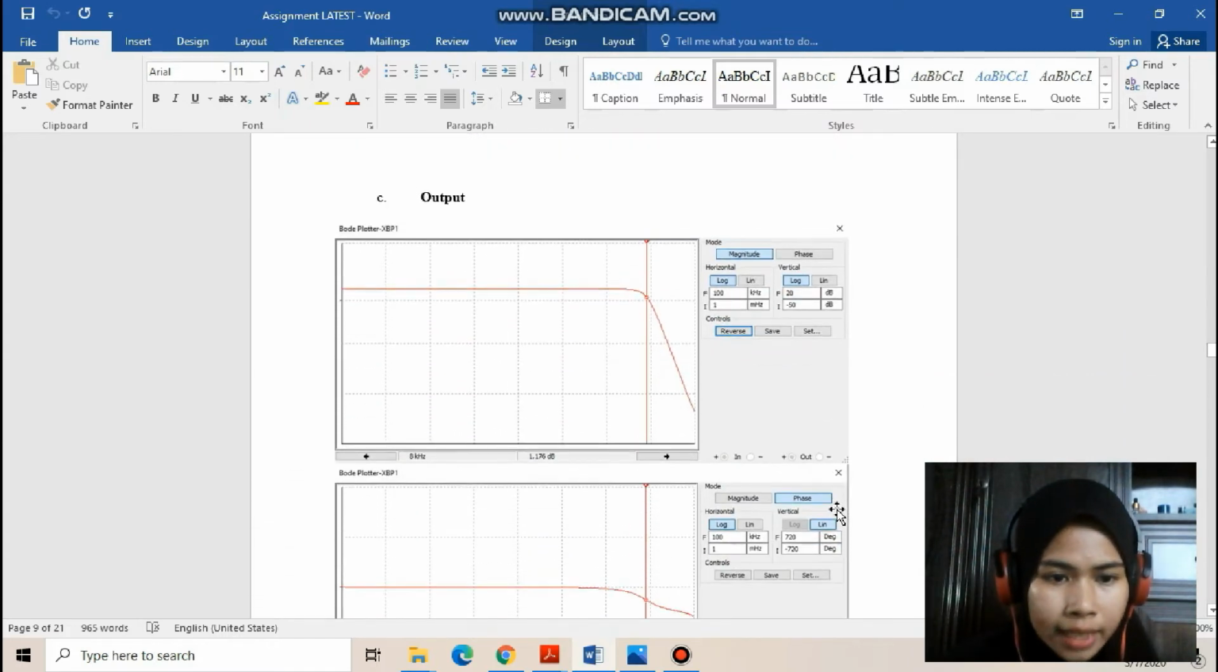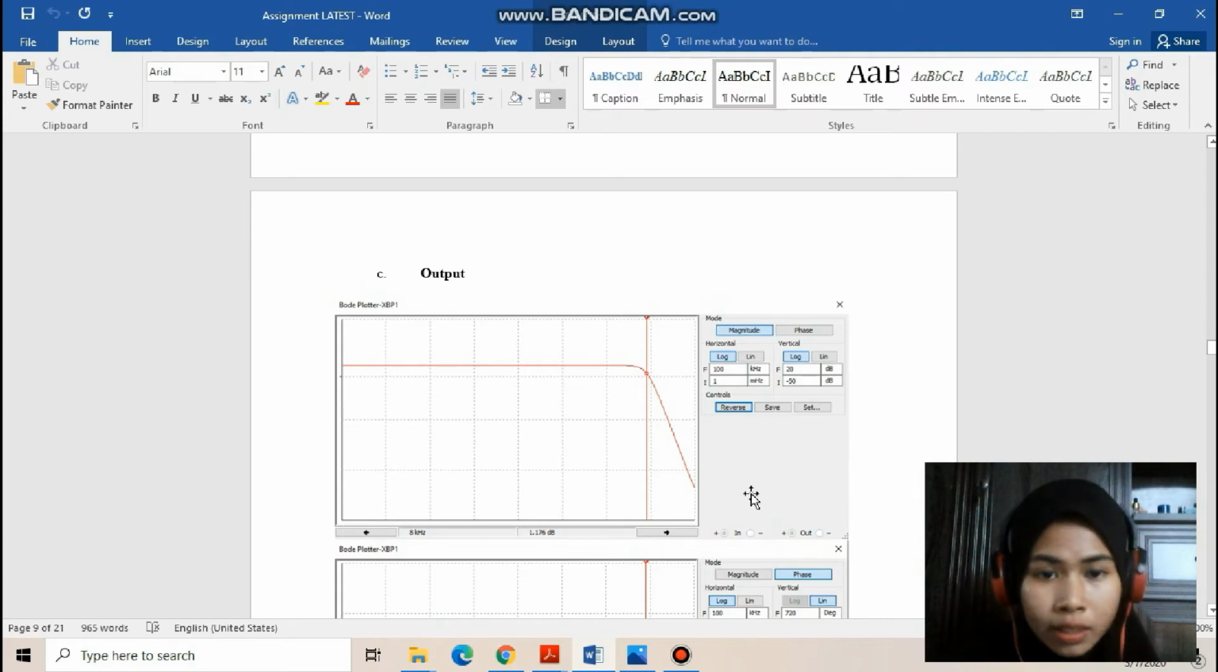And for the last, this is the graph for the low pass filter, and I get the cut off frequency at 8 kilohertz at this part, and this is the slope, which is negative 40 dB per decade.